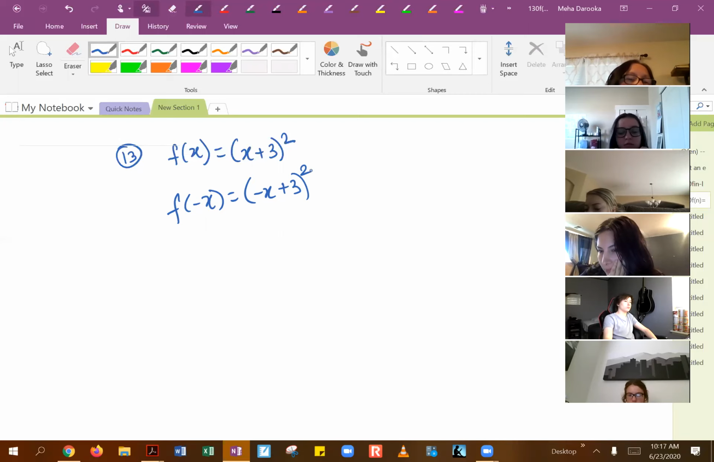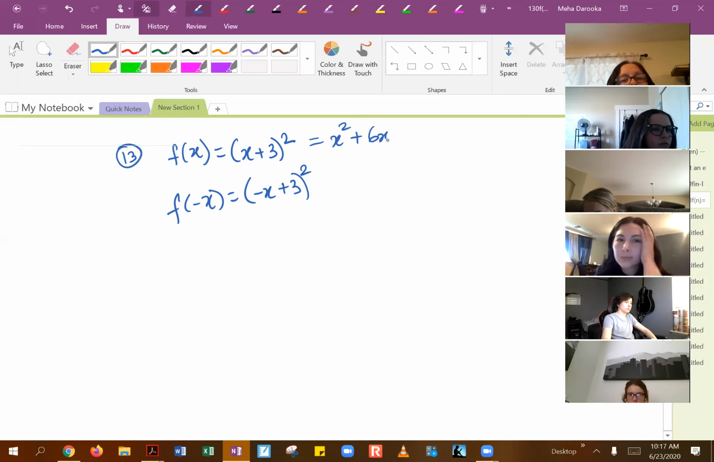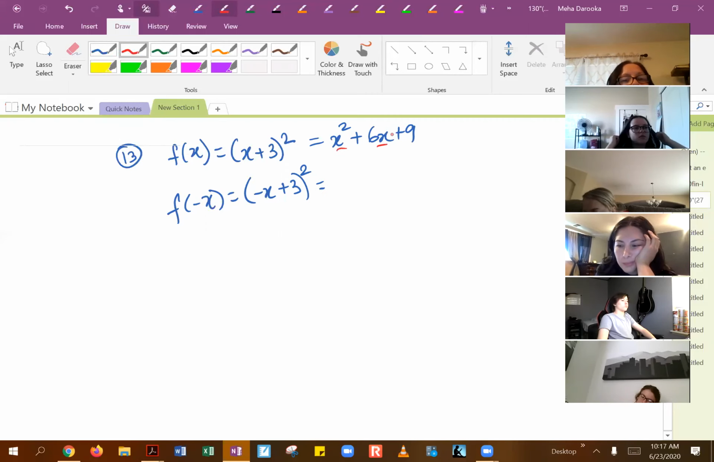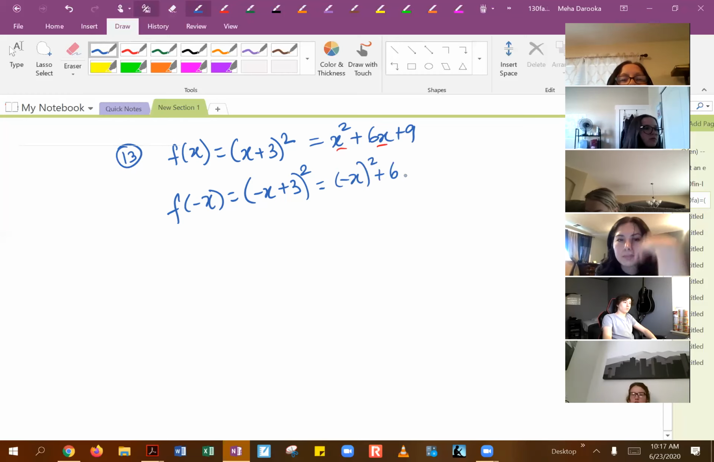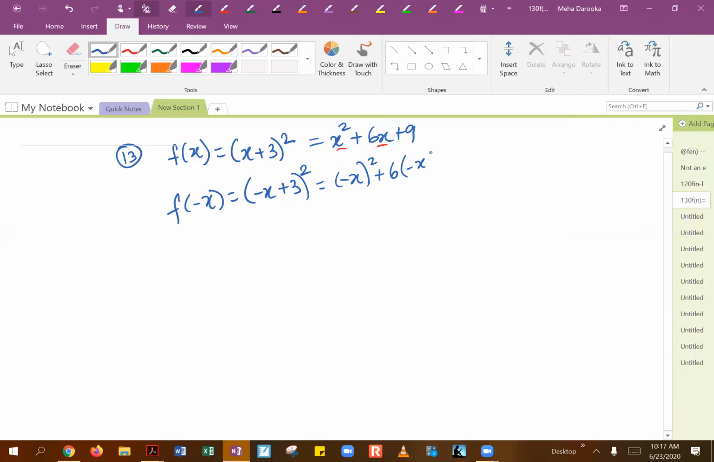So the other way for you to look at it would be if you went ahead and did a FOIL on the two functions. If you did x plus 3 times x plus 3, you would end up getting x squared plus 6x plus 9. So if we replaced these x values with negative x, you would end up with negative x squared, then positive 6 times negative x plus 9. So when we clean this up, the negative x squared would definitely become positive x squared, but now we would end up getting negative 6x in the middle plus 9.